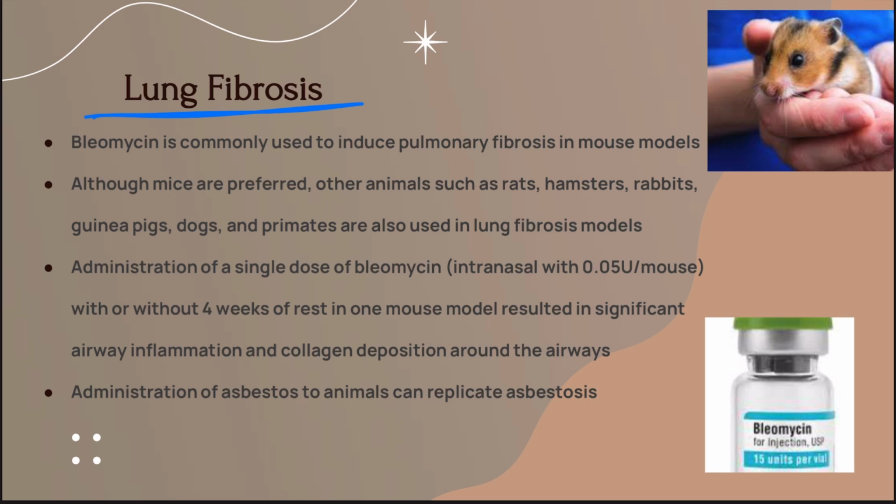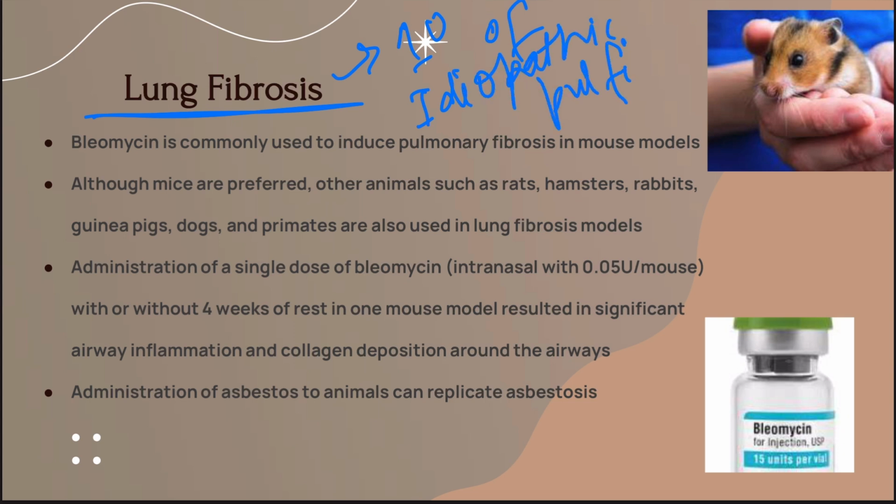So lung fibrosis is basically the primary feature of idiopathic pulmonary fibrosis, and bleomycin is the drug, as we have already studied. This comes in general pharmacology and in systemic pharmacology, that bleomycin is the drug which has an adverse effect of pulmonary fibrosis. So what we are going to do is use bleomycin because it is commonly used to induce pulmonary fibrosis in mouse models. So we are taking advantage of the adverse effect of this drug.